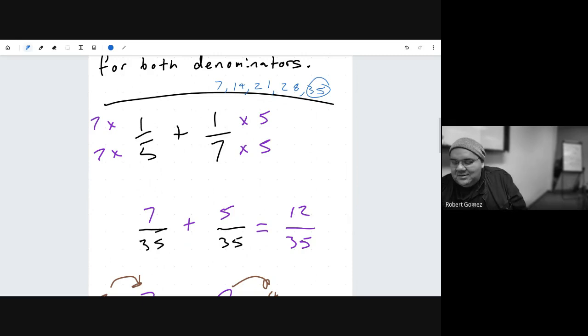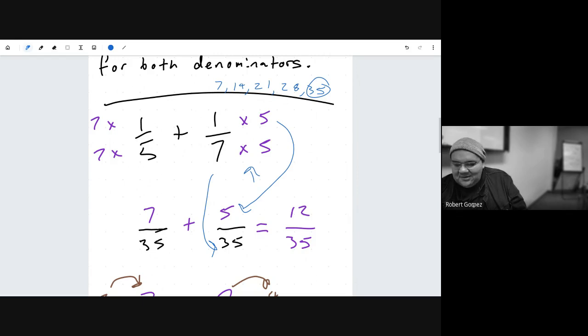And so on this side, I'm going to ask myself, okay, how did I get that 35 down here, right? Well, 7 times 5 is 35, right? That's how I got that 35 here. But I also have to multiply the numerator by the same number. So that's 1 times 5 is 5, okay?